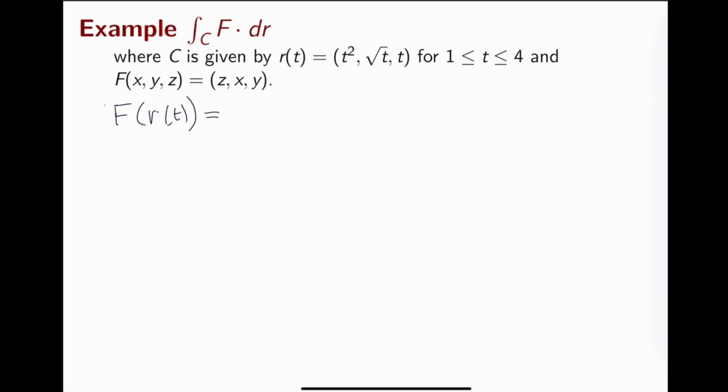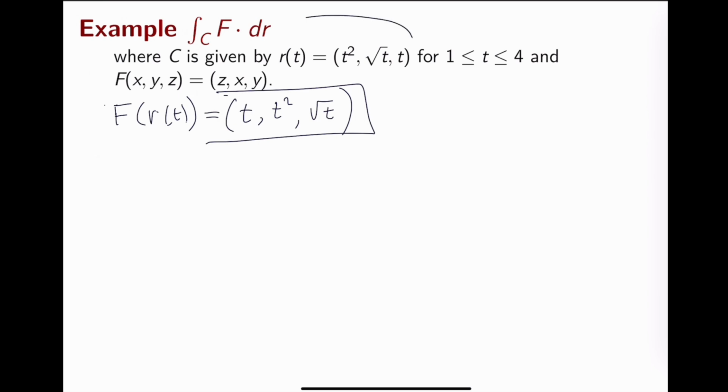The vector field is this one, right? So the first component is z. Plugging in z here will be just t. The second component is just x. x is t squared. And the third component is y, that in this case is square root of t. Okay, so we got the vector field evaluated at the curve. This is the first of the vectors that we need for the dot product.